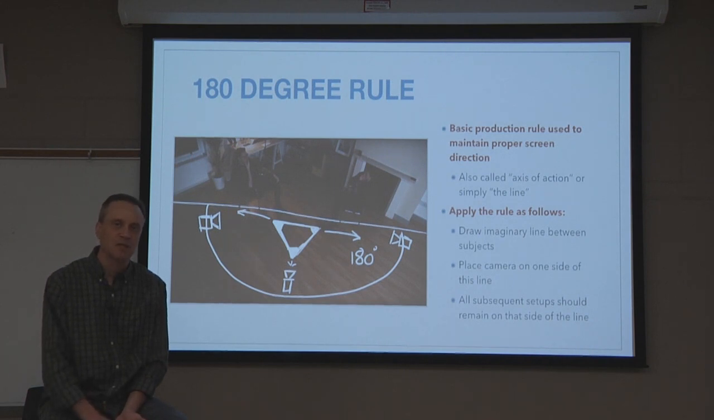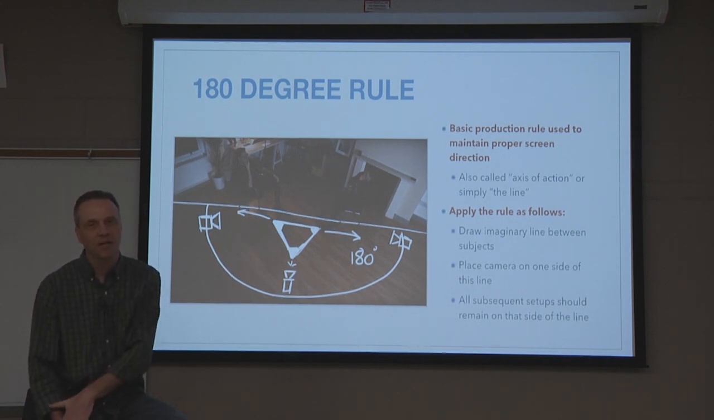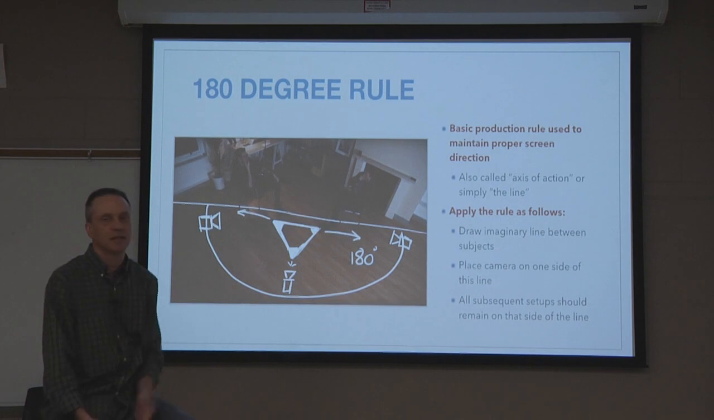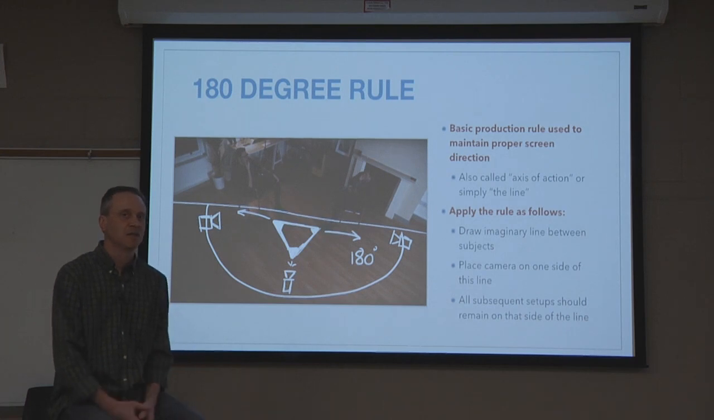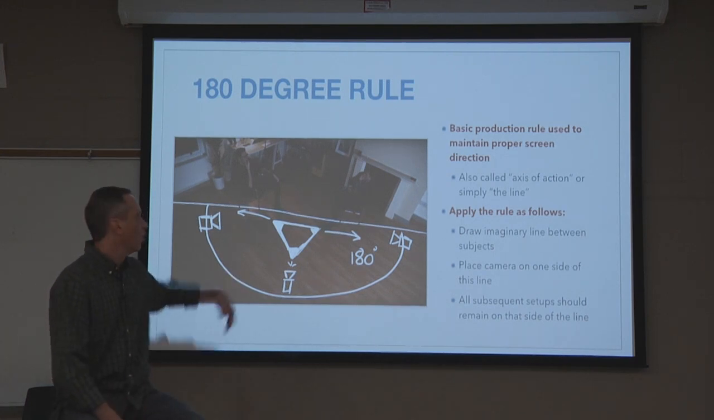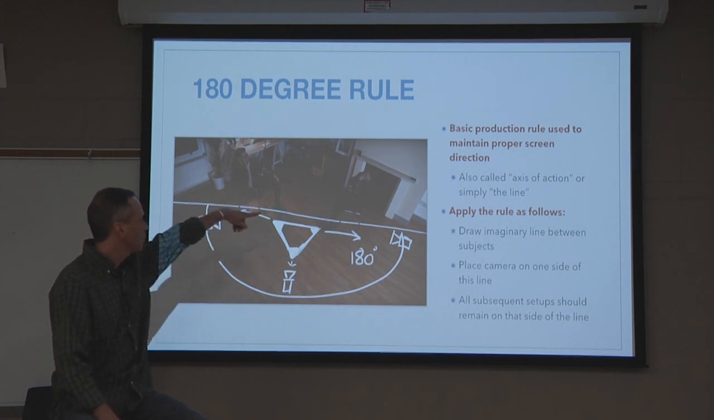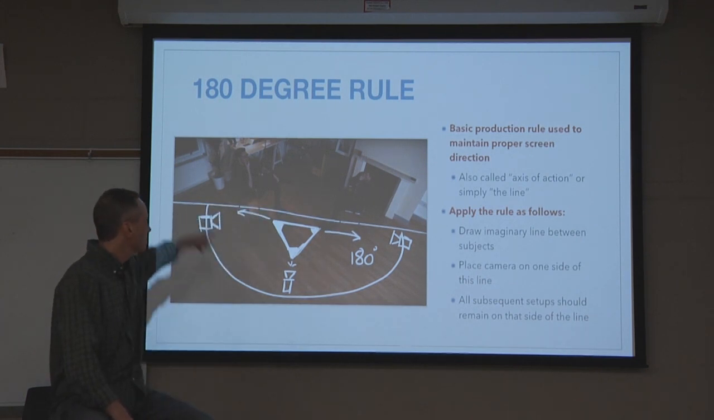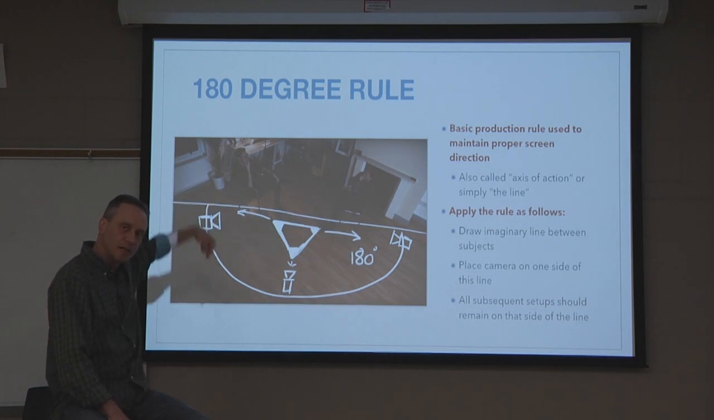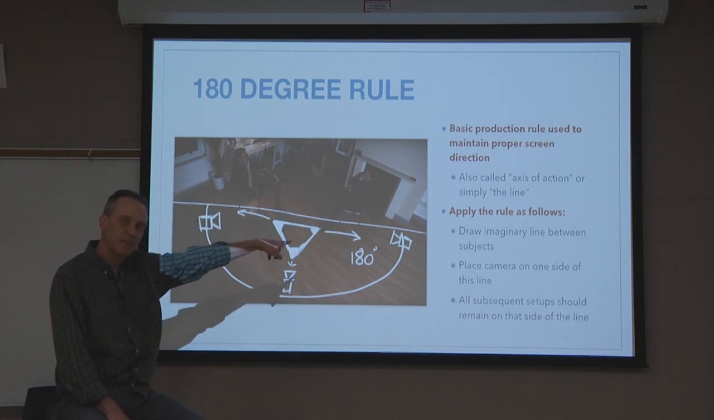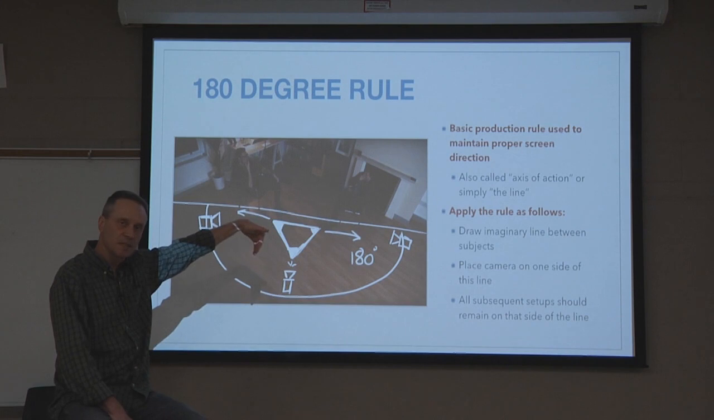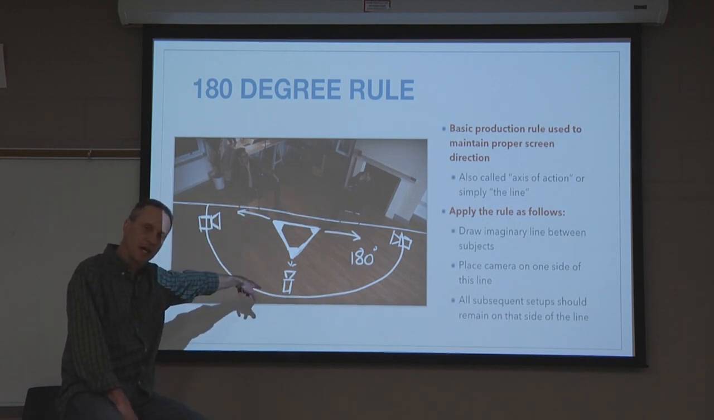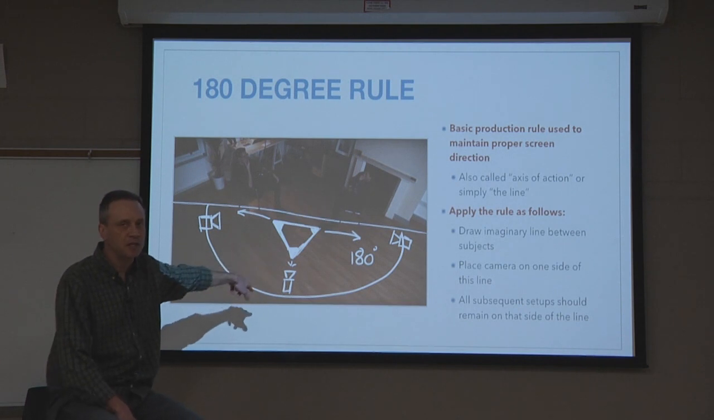This line determines where every other camera placement should be. Because once we've established this side of the line, any subsequent shot needs to be on that same side. So if we shoot that over-the-shoulder shot of him right there, notice it's on this side of the line, the down side of the line. Same thing with that shot over there. When we shoot the over-the-shoulder shot of him, we keep it on the same side of the line where we established this first shot. That helps us maintain screen direction.